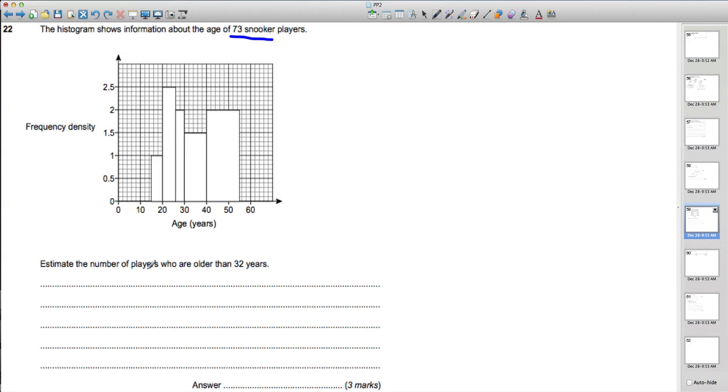Okay, right, for 3 marks here, let's firstly just work out the frequencies. You know that the area is equal to the frequency on a histogram. So this here would be 5, because it's 5 times 1. This here would be 5 times 2.5, sorry, it's not 5, it's 6 times 2.5, which is equal to 15.